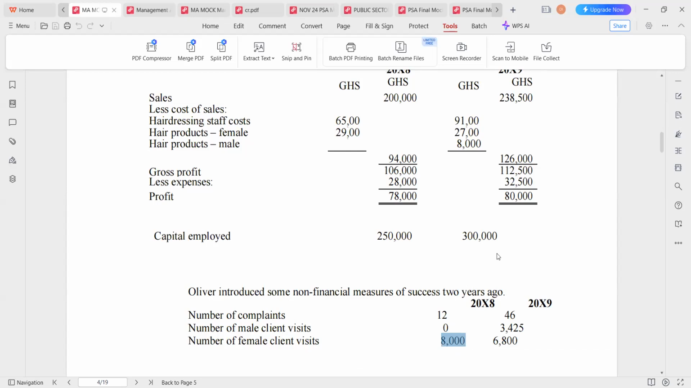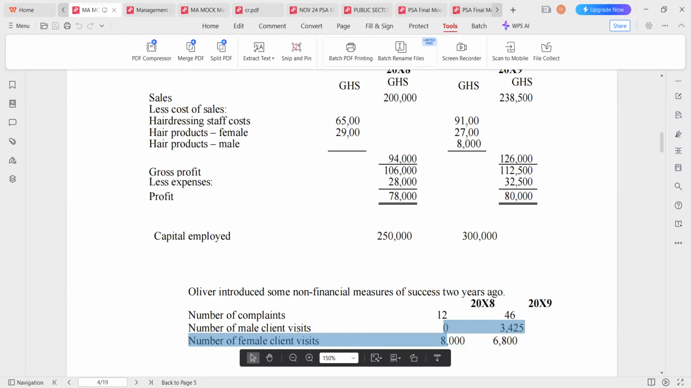If only 8,000 came and we earned a revenue of 200,000, what would be the price for each female we served? That was 25. Good. So that would be 200,000, the entire revenue, divided by 8,000. So we had 25.